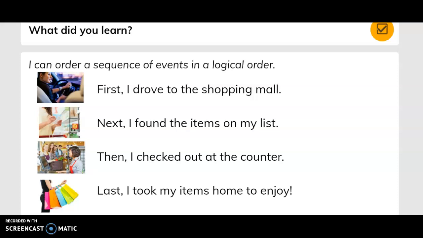What did you learn? I can order a sequence of events in a logical order. First, I drove to the shopping mall. Next, I found the items on my list. Then I checked out at the counter. Last, I took my items home to enjoy.